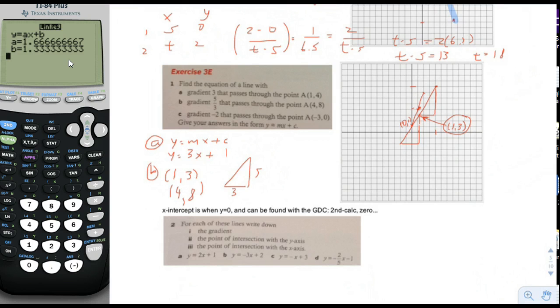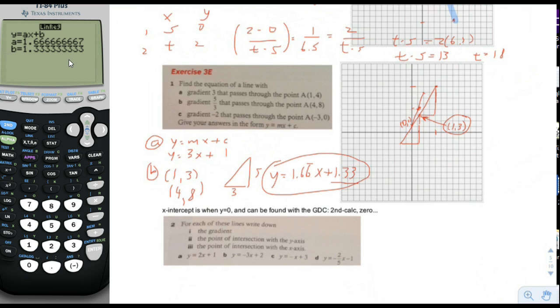So for B, it would be y equals 1.66 repeating x plus 1.33, and remember that this is the y-intercept. So remember I said it looks like it's 0 comma 1, but it probably isn't. Yeah, it wasn't in the end. Okay, so that's for B.